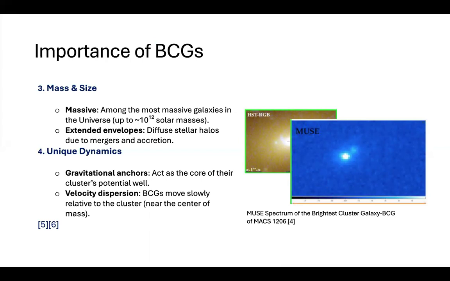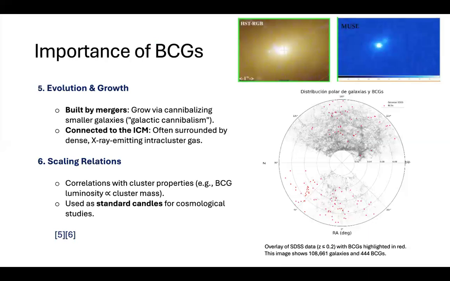They have extended envelopes, diffuse stellar halos due to mergers and accretion. Also, they are gravitational anchors, acting as the core of their cluster potential. BCGs move slowly relative to the cluster. Built by mergers, they grow by cannibalizing smaller galaxies, and are also connected to the intracluster medium, often surrounded by dense extended cluster gas.